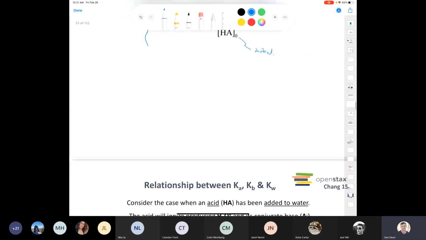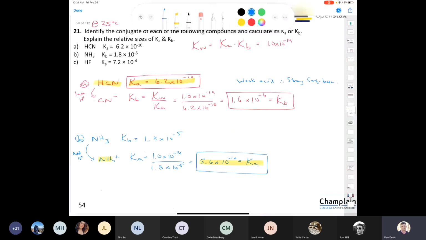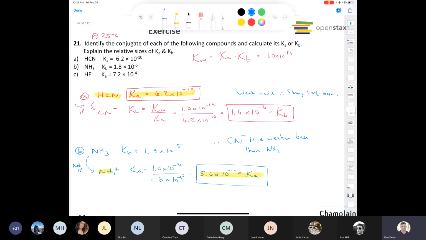So therefore, CN minus is a weaker base than ammonia. Okay, so just by examining Kas, Kbs, Kws, we can find all kinds of interesting information.